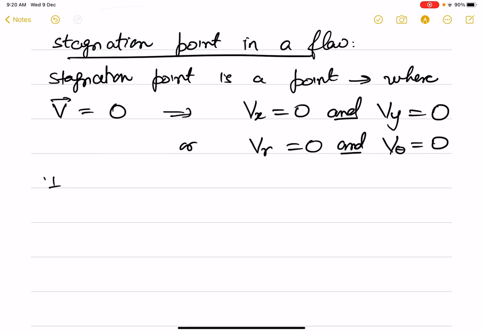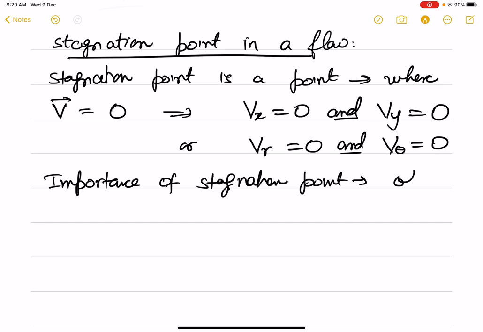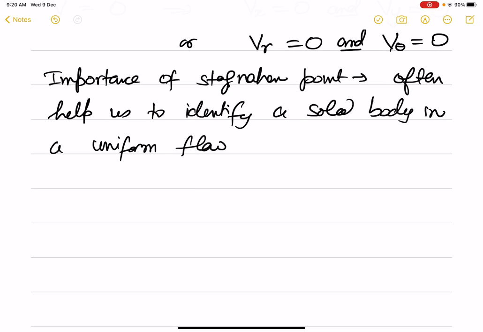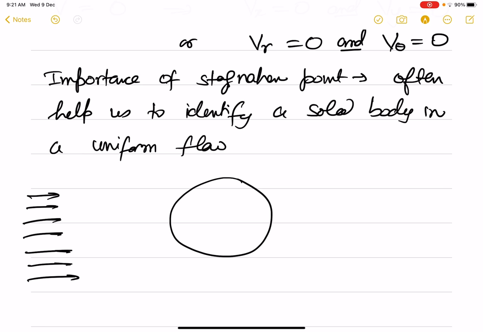Now, the importance of the stagnation point is that it will often help us to identify a solid body kept in a uniform flow. And let me just illustrate. Suppose I have a cylinder like this and there is uniform flow. So I'm talking of a physical situation, a cylinder in uniform flow.